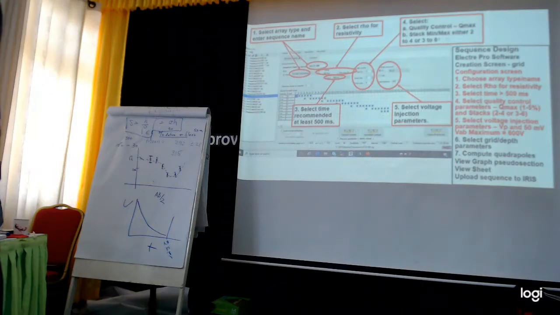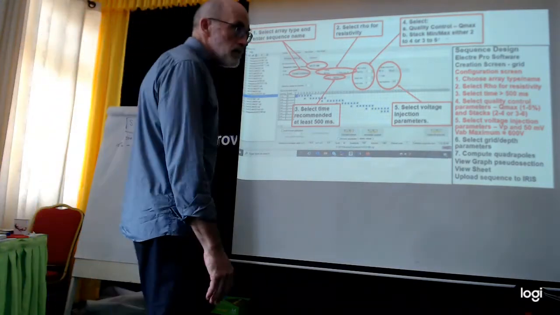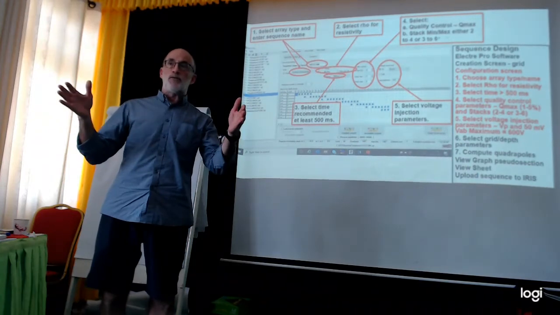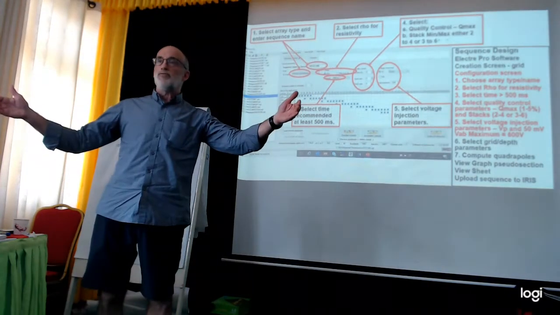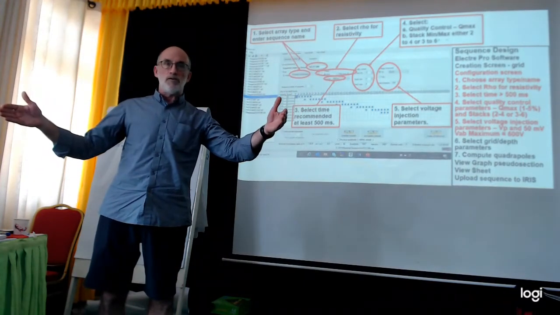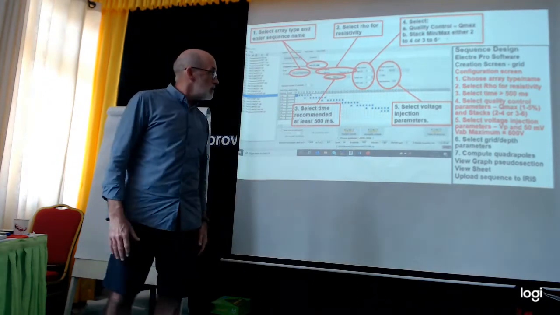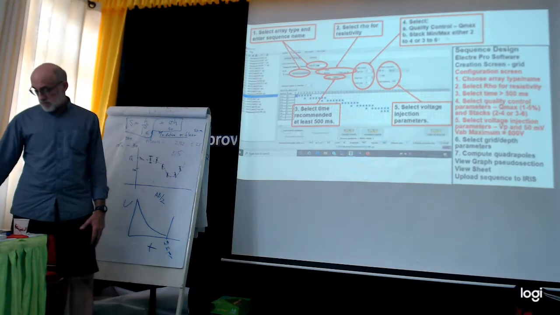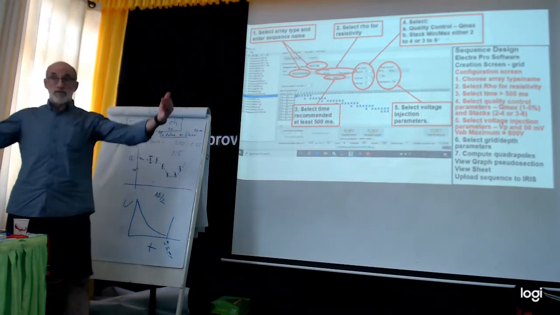But 600 volts should be enough for all 72 electrode spacing surveys that you would do. How many 600 volts for 700 meters.